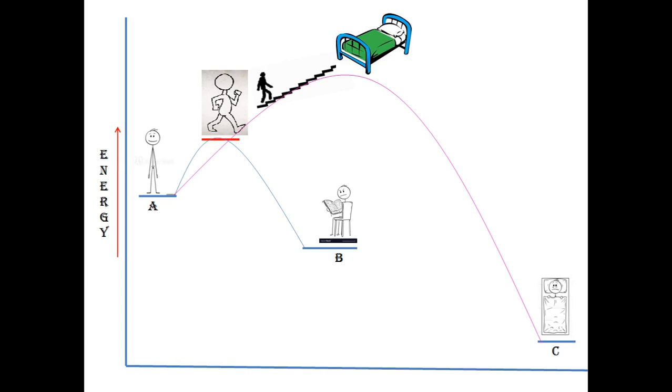Only what you can do, you can look for a chair and sit down to get some sort of relief. So based on the accessibility and the energy supply, sometimes kinetic control product happens. Always we don't get thermodynamic controlled product.